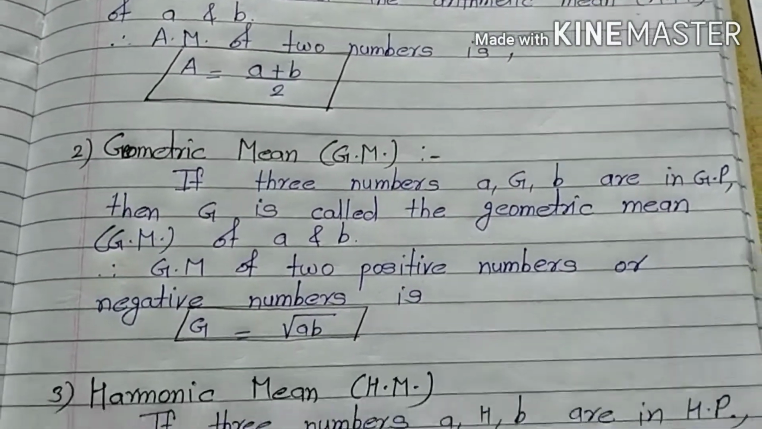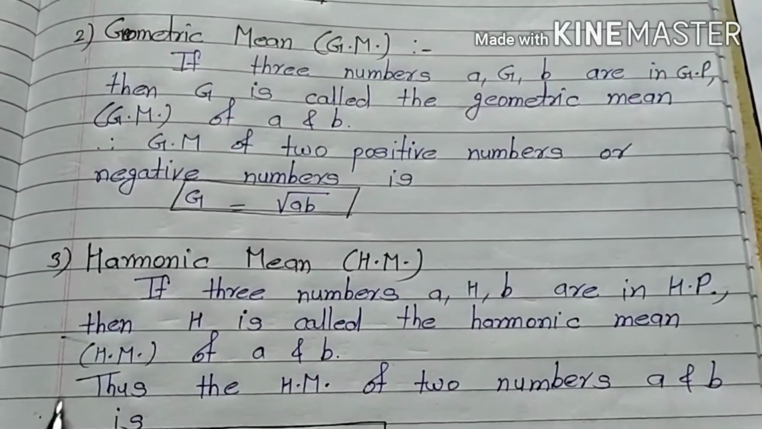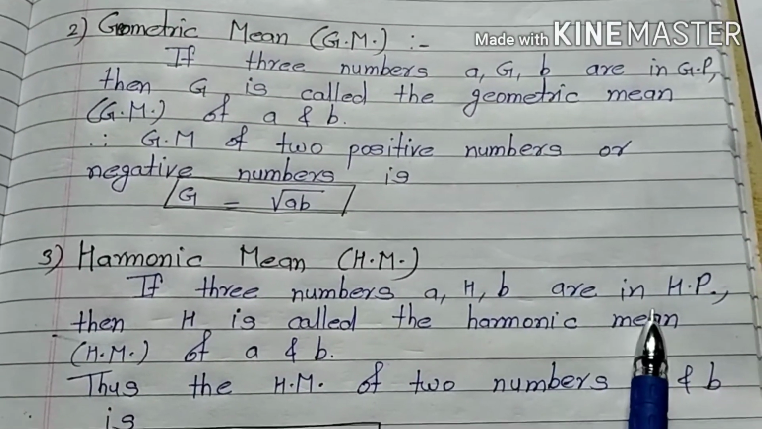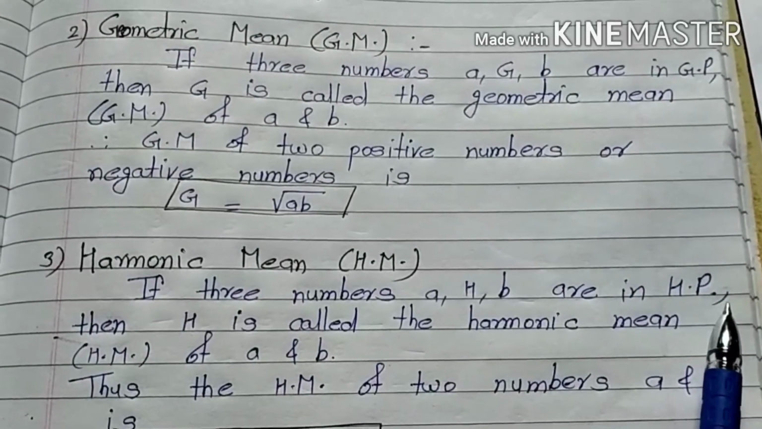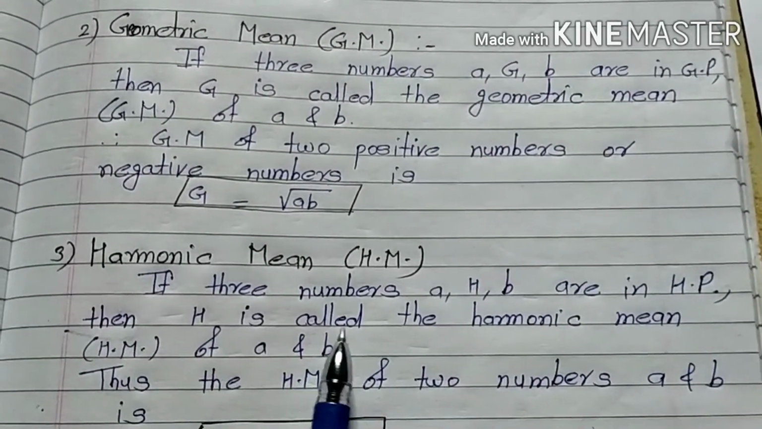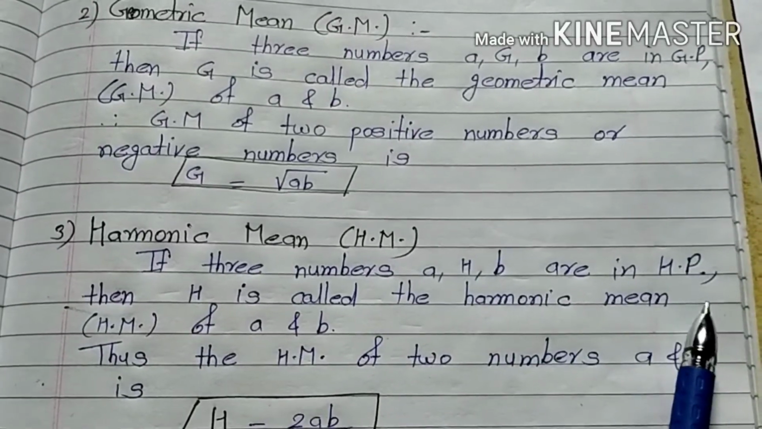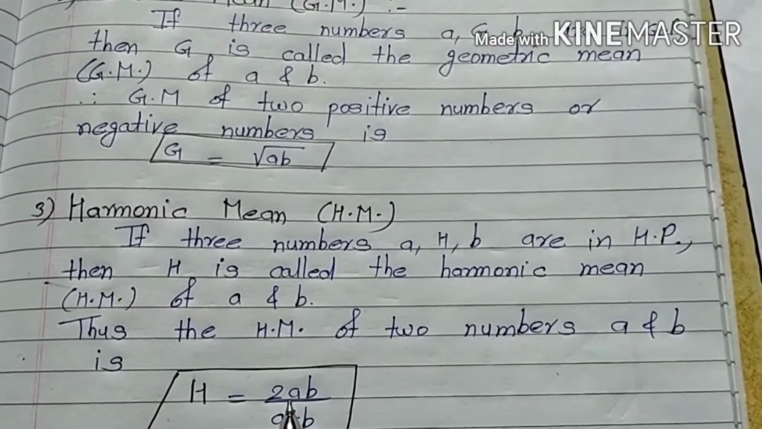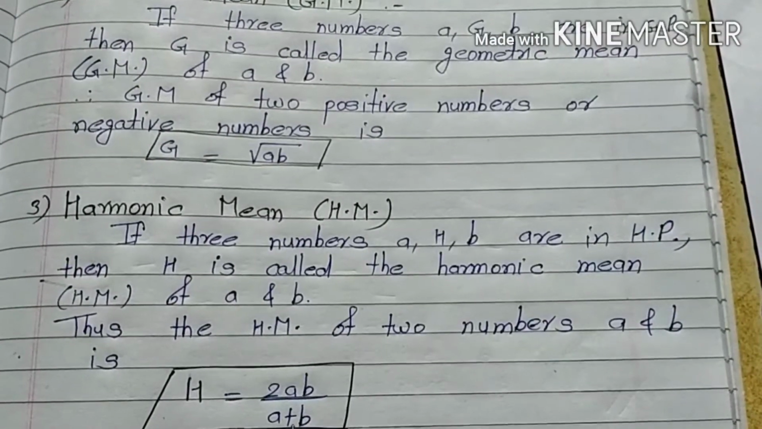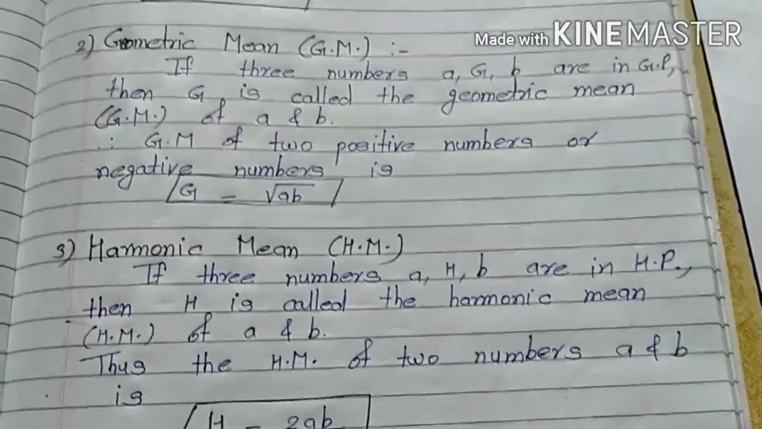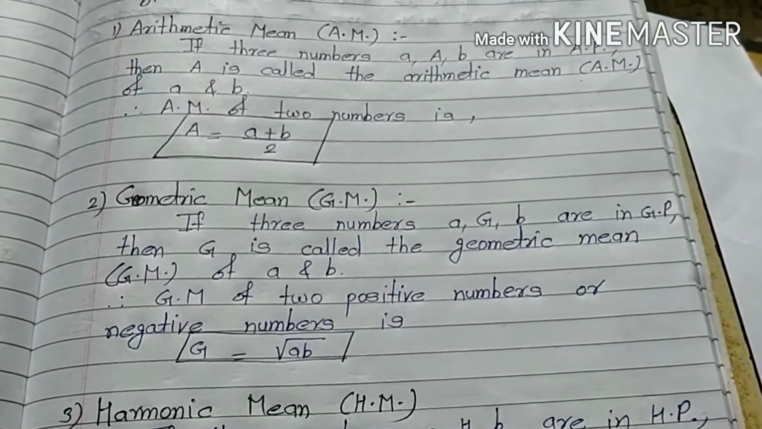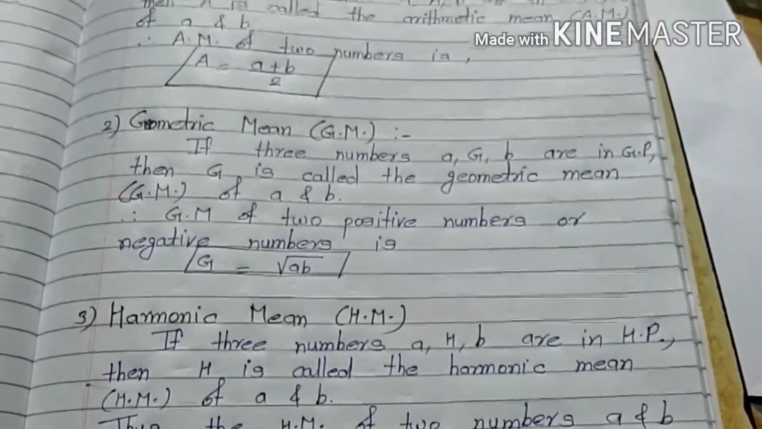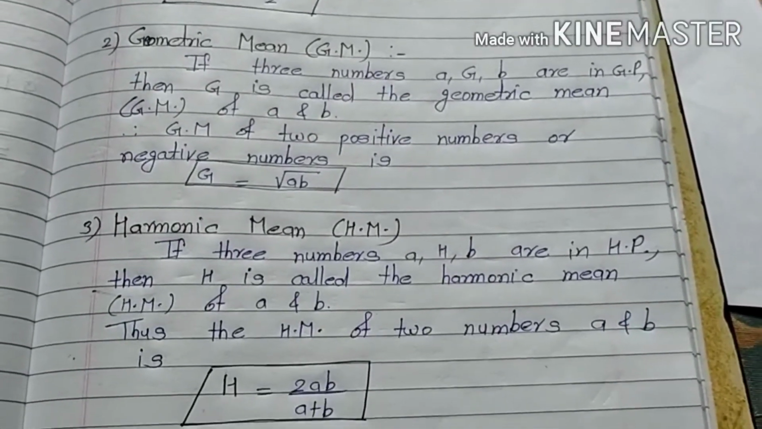So now next, harmonic mean. If three numbers A, H, B are in HP, HP means harmonic progression, then H is called the harmonic mean, and this harmonic mean is given by the formula 2AB upon A plus B. So these are the three means: arithmetic mean, geometric mean, and harmonic mean. These formulas are very important.